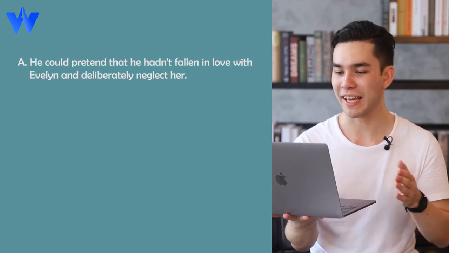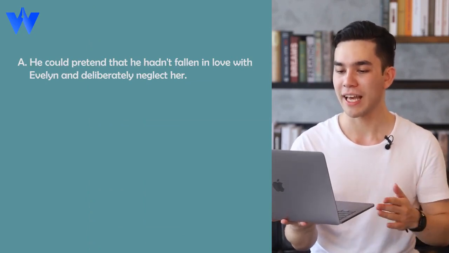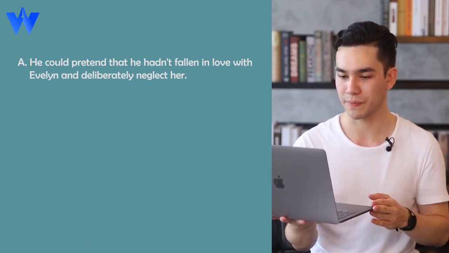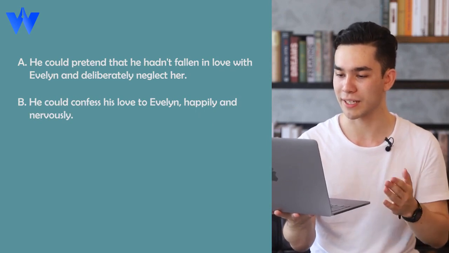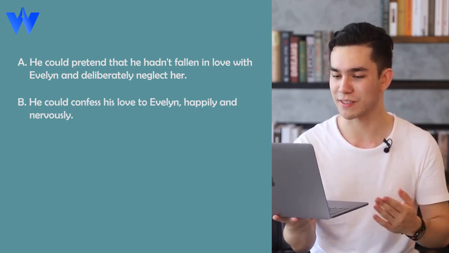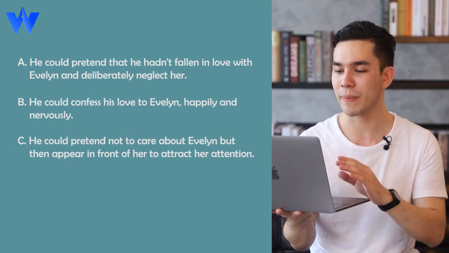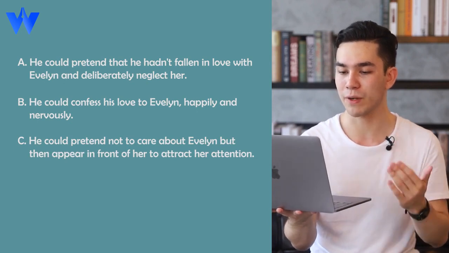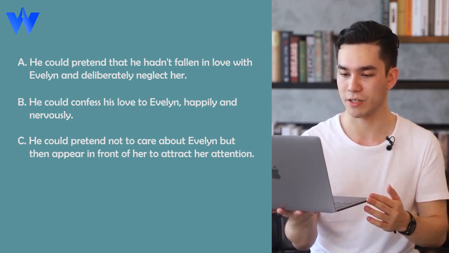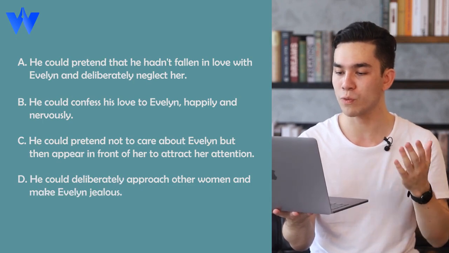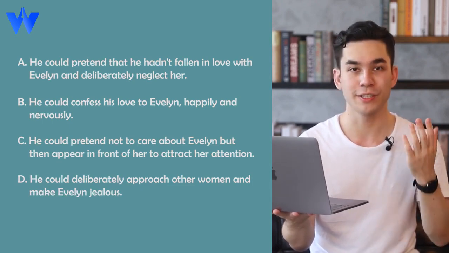He could pretend that he hadn't fallen in love with Evelyn and deliberately neglect her. He could confess his love to Evelyn, happily and nervously. He could pretend not to care about Evelyn, but then appear in front of her to attract her attention. He could deliberately approach other women and make Evelyn jealous.